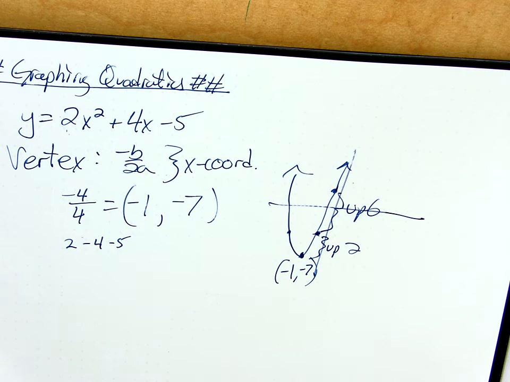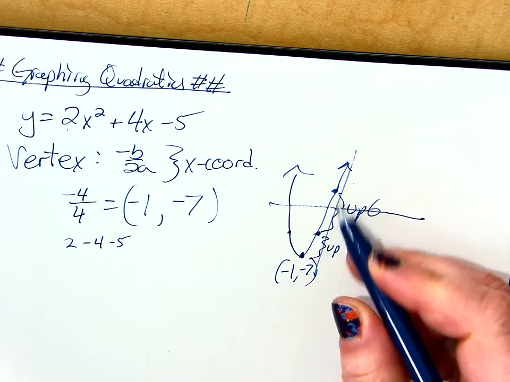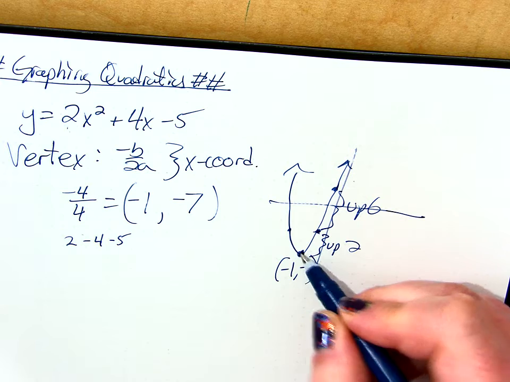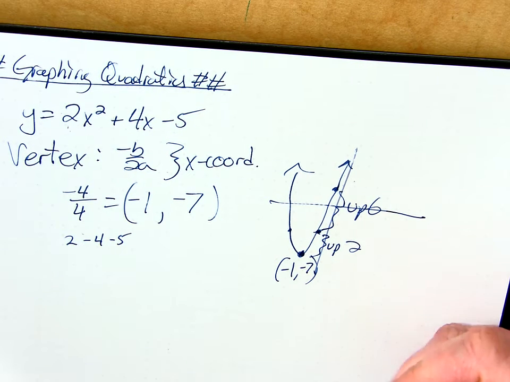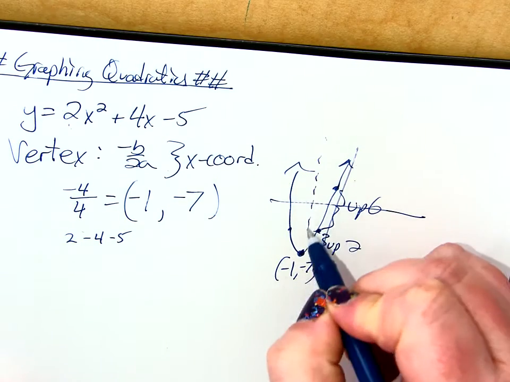Even if you forget all that stuff, it doesn't matter. You can just plug in a point. You know at negative 1, you get out a negative 7. Okay, well now plug in 0 and see what you get out. Plug in positive 1 and see what you get out. You know that you have an axis of symmetry right here.